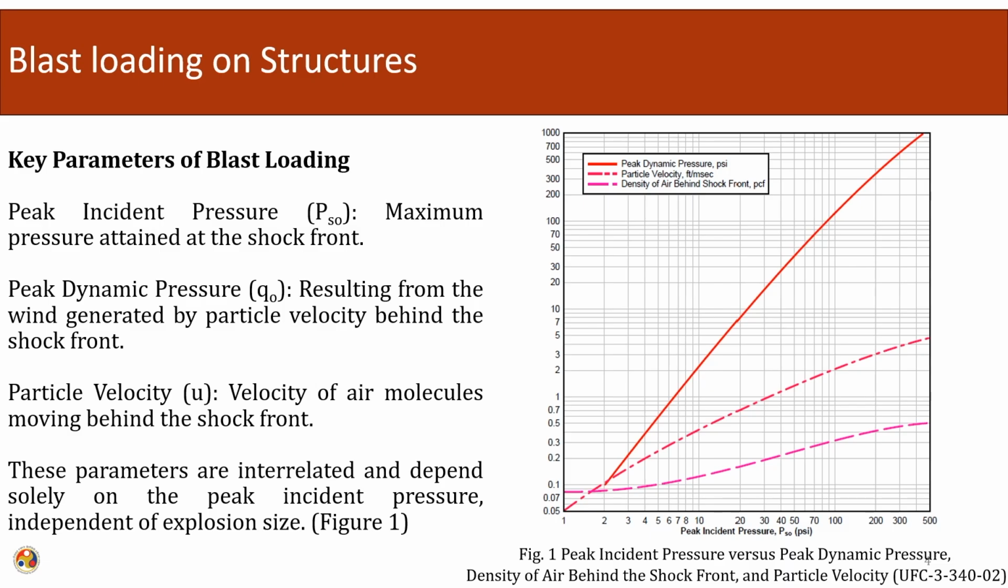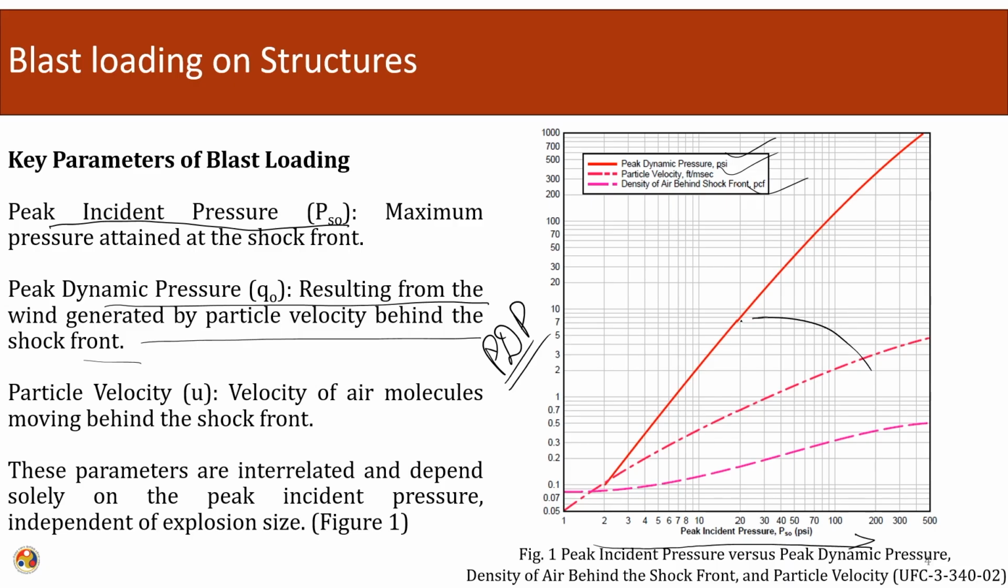So, key parameters of blast loading. Okay. So, key parameters include the peak incident pressure. Okay. So, here we can see a graph of peak incident pressure. Okay. So, this is a graph of peak incident pressure versus peak dynamic pressure. Okay. So, here peak dynamic pressure, particle velocity and density of air behind the shock front are evaluated. Okay. So, peak dynamic pressure is that resulting from the wind generated by the particle velocity behind the shock front.